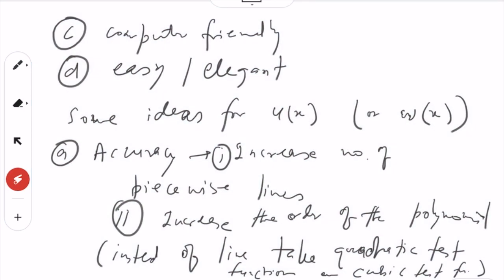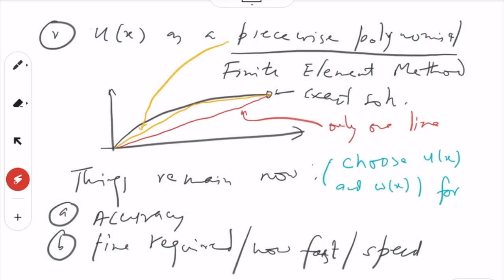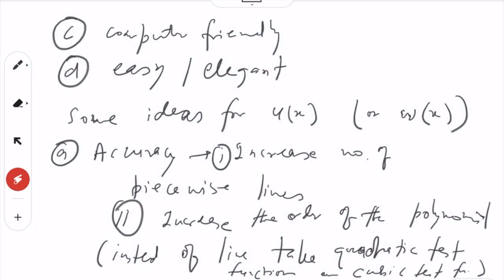The second thing will be to increase the order of polynomial, meaning that earlier you assumed the line to be a solution, now you assume a quadratic solution. Since we know that the exact solution is quadratic only, you will see that if you take only one polynomial, it is going to exactly trace the exact solution, right. So, that is another thing to do.